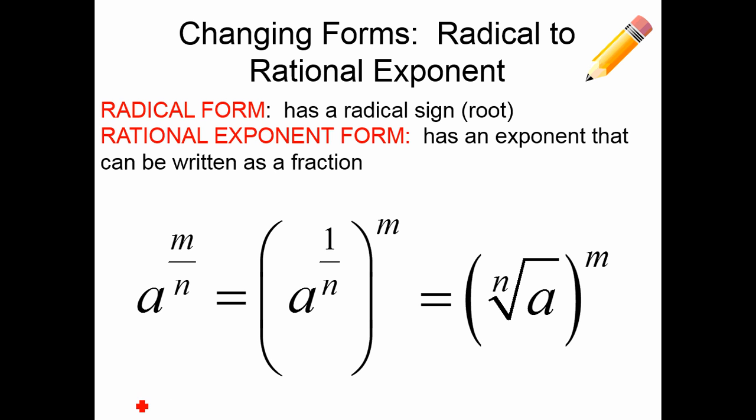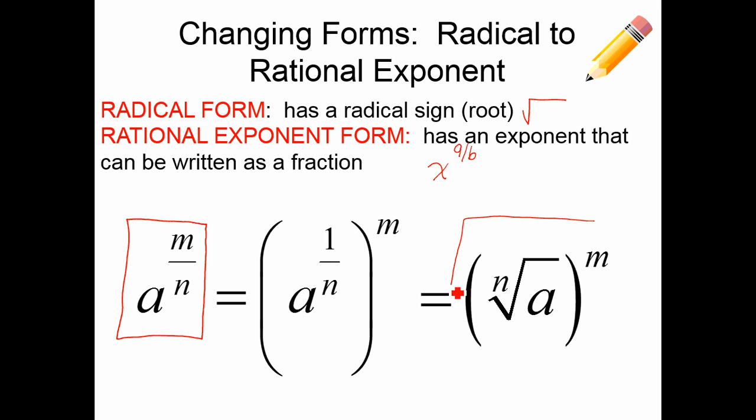We need to understand how to change forms from radical form to rational exponent form and vice versa. So in radical form, we're talking about things that have a square root or a cube root, the radical sign. In rational exponent form, we're talking about something that has a fraction exponent. So we want to be able to change from one form to another, and we need to understand how they're connected. Let's look here at the beginning where I have a rational exponent, and here at the end where I have a radical expression.